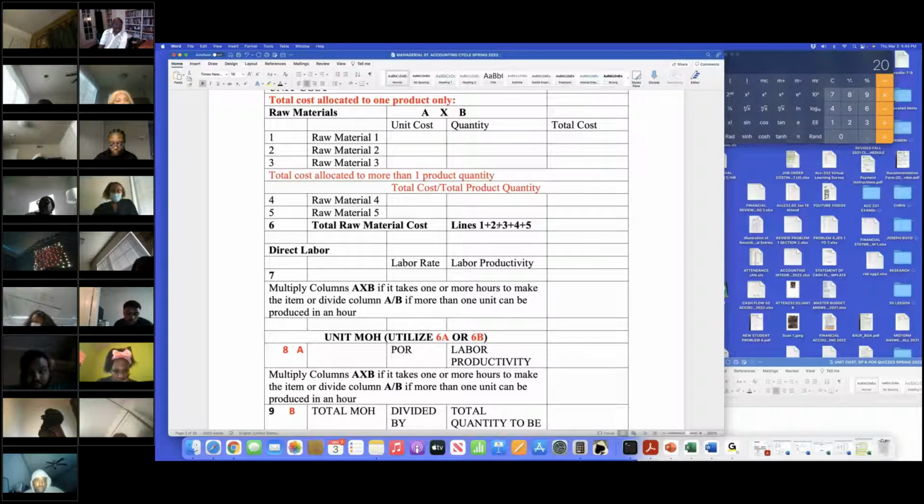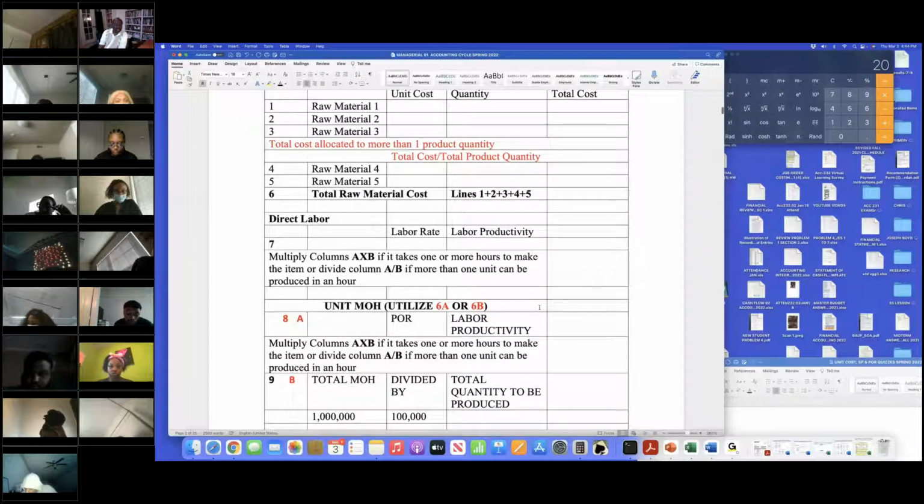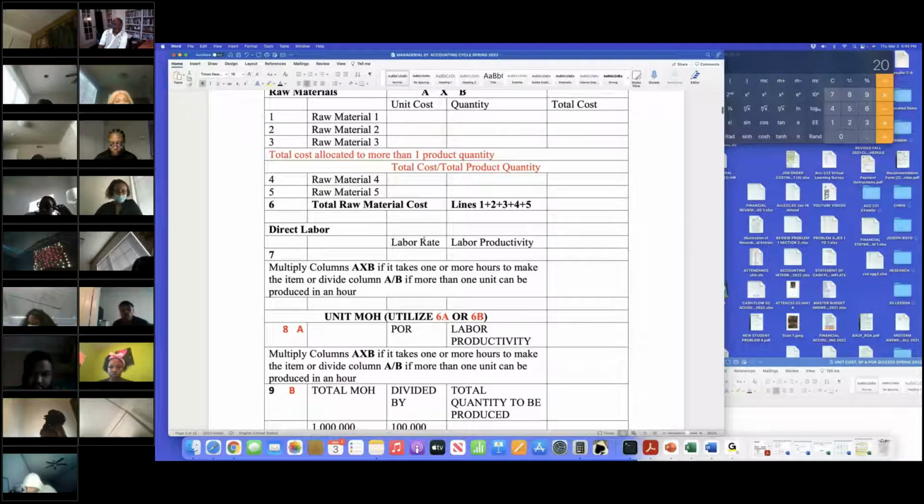We're going to go over those examples in just a second. Our direct labor: if it takes more than an hour to make it, we're going to multiply. If we can make more than one an hour, we divide to get the unit cost. And we'll look at an example to go over that.